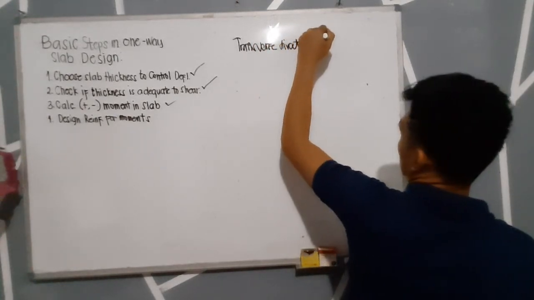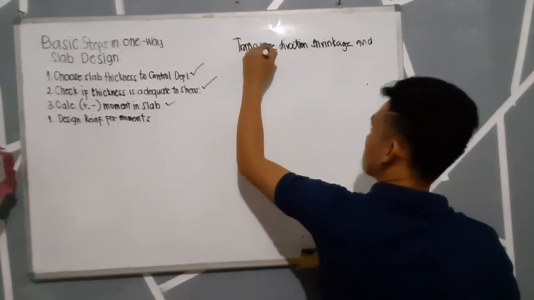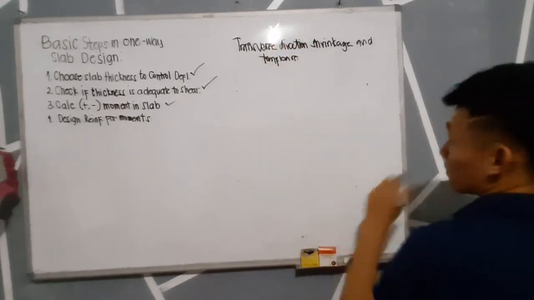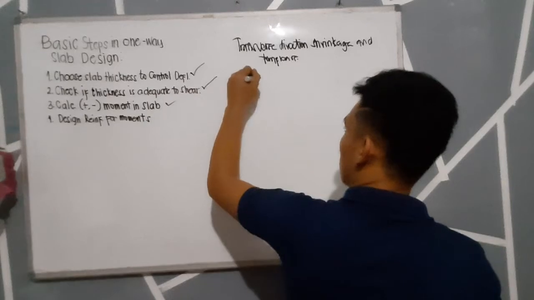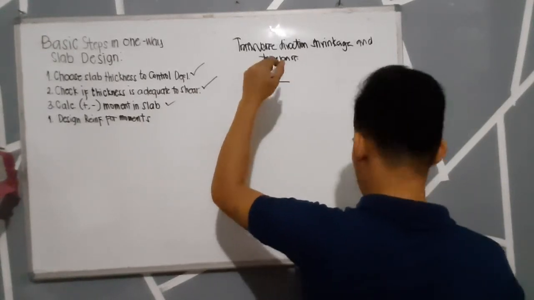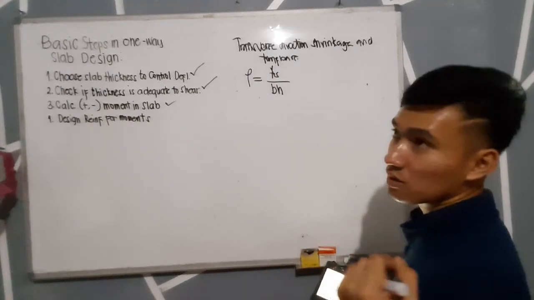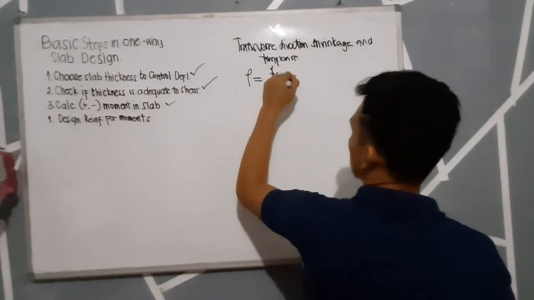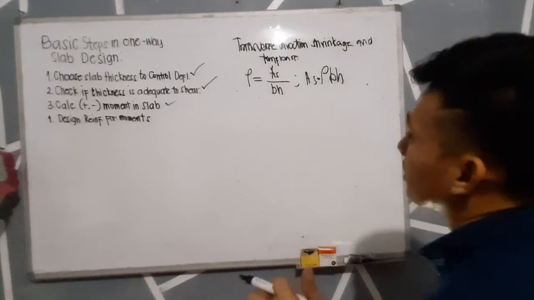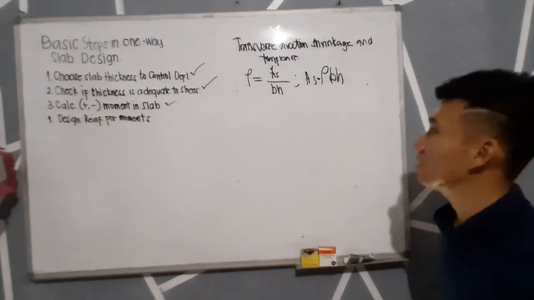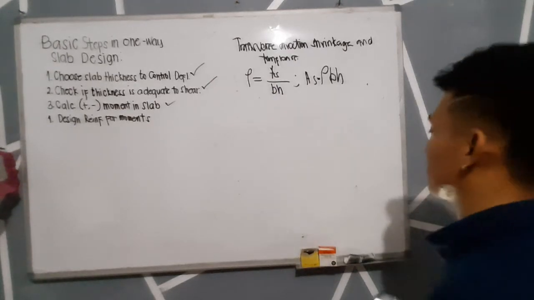Transverse direction shrinkage and temperature bars. In solving for the spacing of transverse direction shrinkage and temperature bars, as I presented earlier, rho must be equal to the area of steel over bh. So to get As to use in spacing later, As is just rho times bh. Remember, in the earlier spacing of reinforcement, our As is rho times bd. It is different from the spacing here for transverse direction shrinkage and temperature bars.